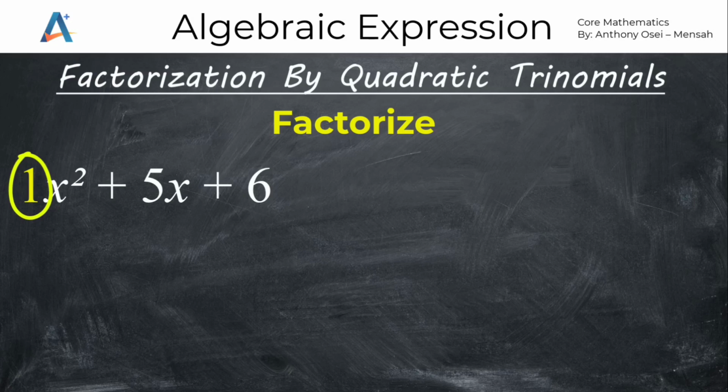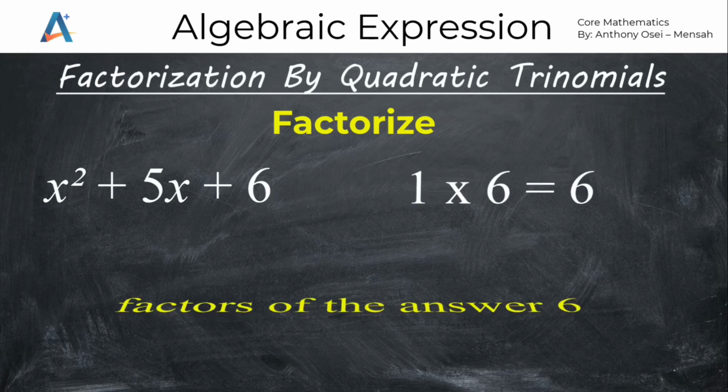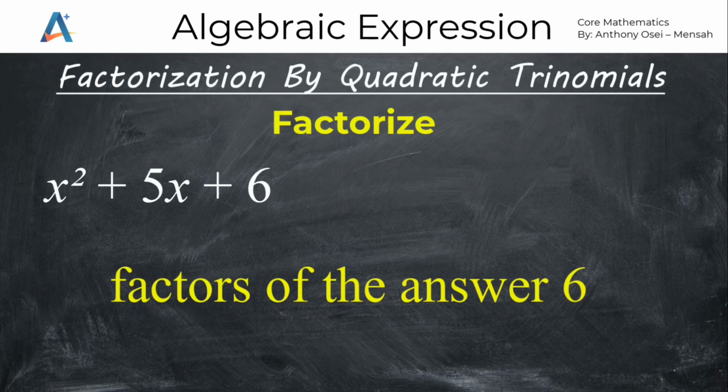So it becomes 1 times 6, which gives us 6. Now that we have 6 from 1 times 6, the second step has produced 6. So let's go to the third step. Step number 3. Find the factors of the answer 6. So we want factors of 6. Don't forget, factors of 6 are the numbers that can multiply to produce 6.